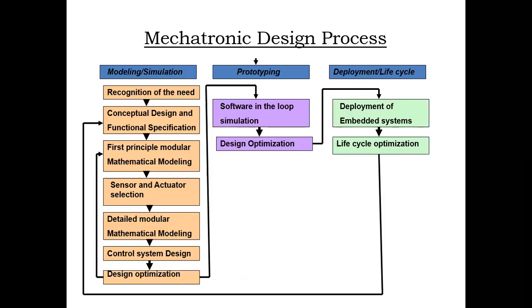So this is modeling and simulation types of processing, then prototyping, then deployment and life cycle. In modeling and simulation, we have recognition of the need, conceptual design and functional specification, first principle modeling and mathematical modeling, then sensors and actuator selection, detailed mathematical modeling, then control system design, then design optimization. So these are the processes done in modeling and simulation.